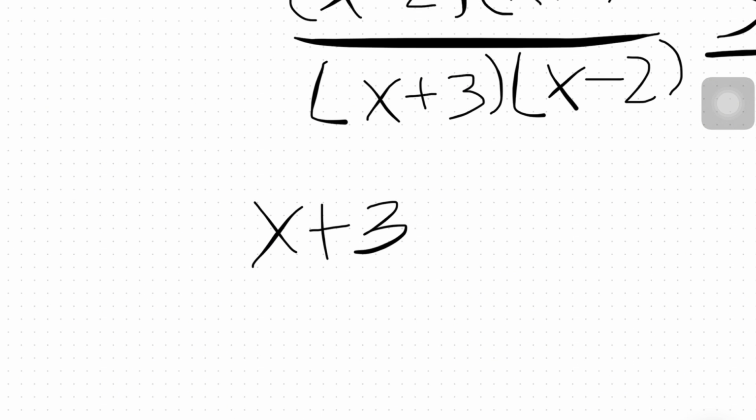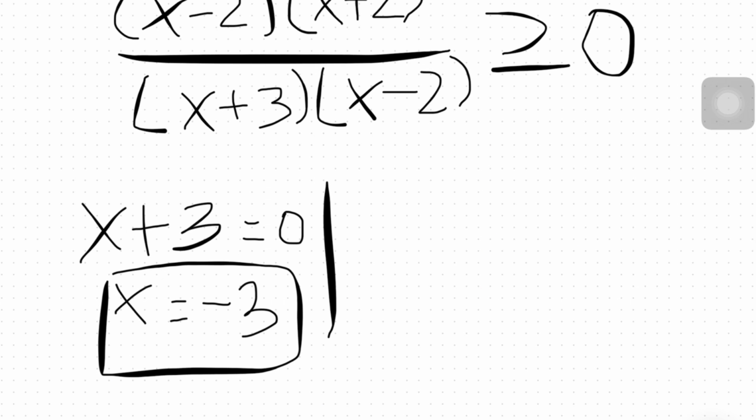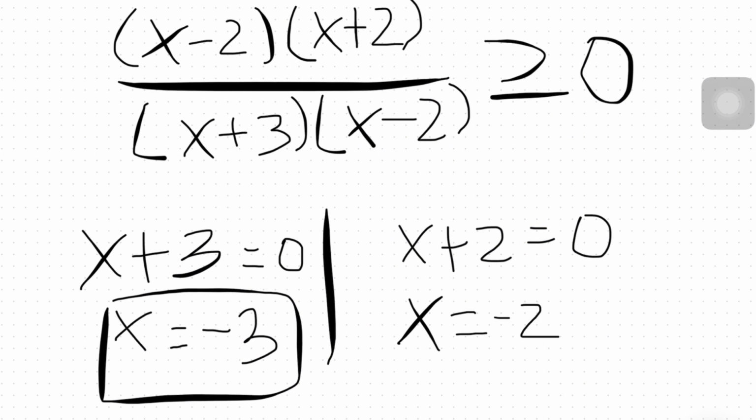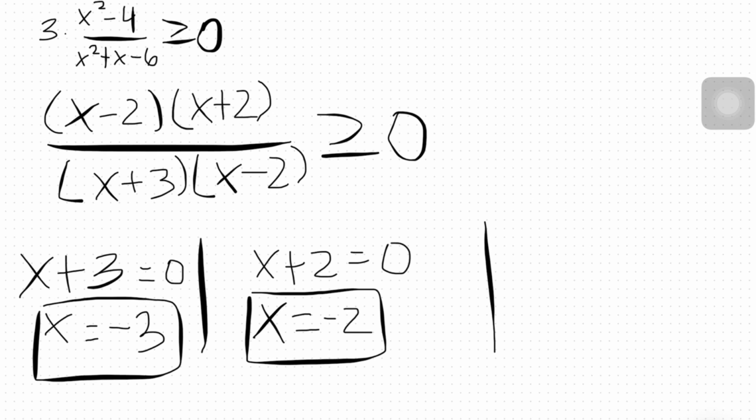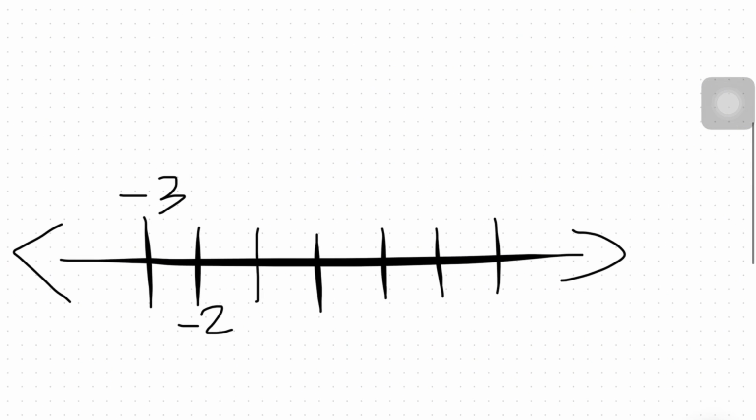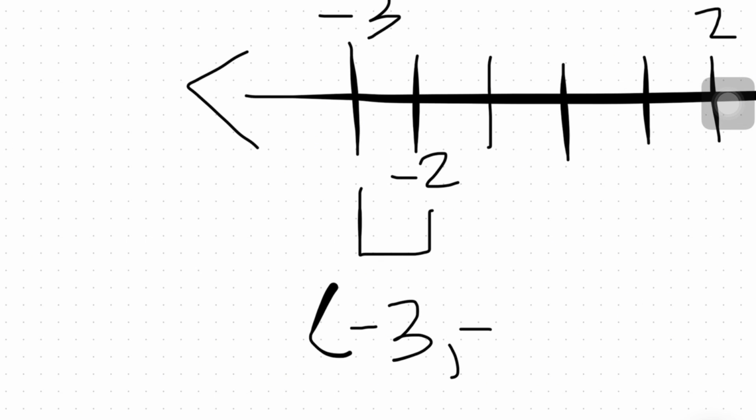Now, let's find the critical points. Don't forget to find the critical points of the x minus 2, even if it's cancelled. When plotting the points, don't forget to plot the x minus 2 even if it's cancelled. Here, the negative 2 is included, so we use brackets.